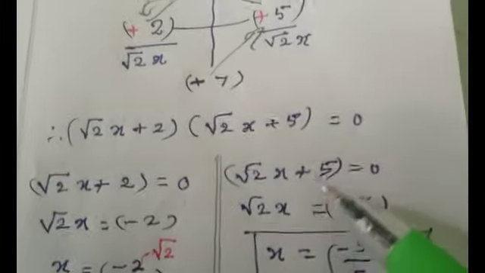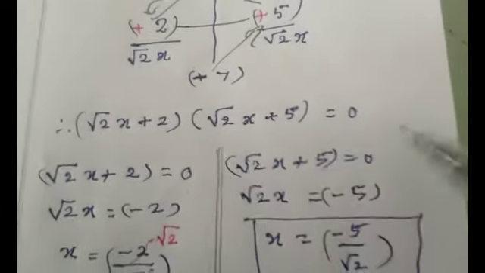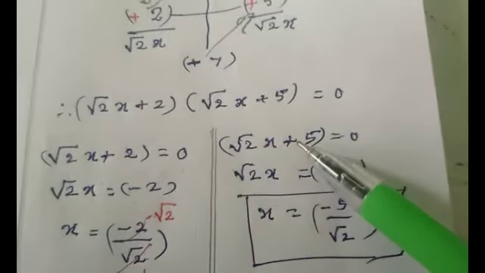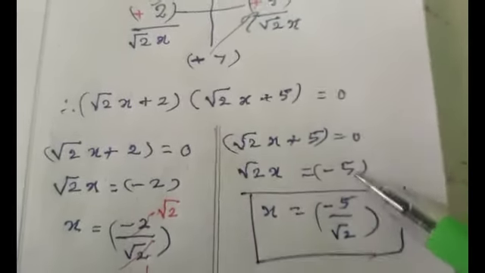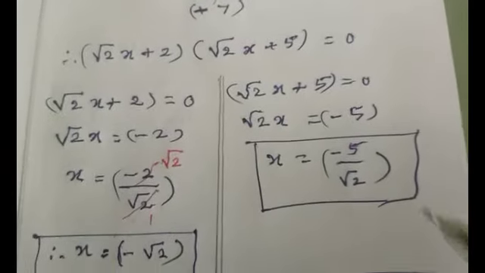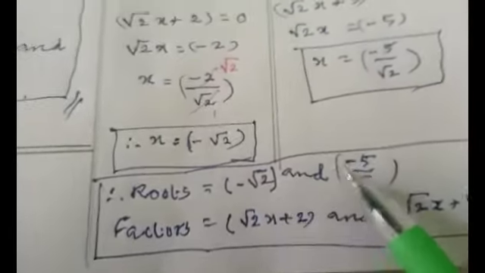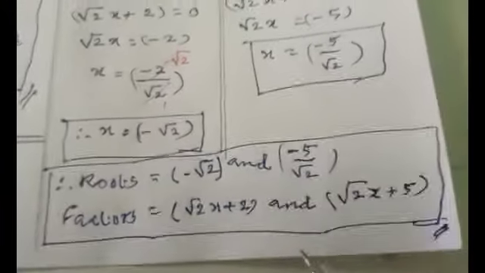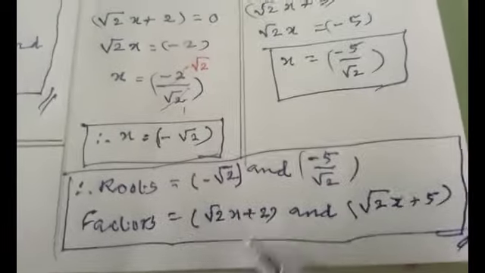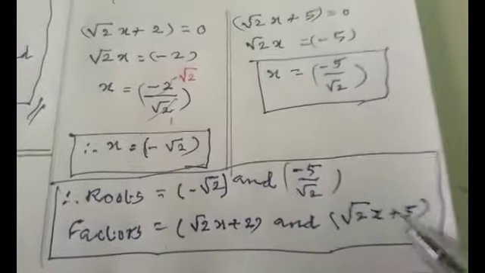Similarly, for this factor, root 2 x plus 5 is equal to 0, and root 2 x is equal to minus 5. So when we change the side, the plus 5 becomes minus 5. So x is equal to minus 5 by root 2. So the roots are minus root 2 and minus 5 by root 2. The factors are root 2 x plus 2 and root 2 x plus 5. These are the factors.